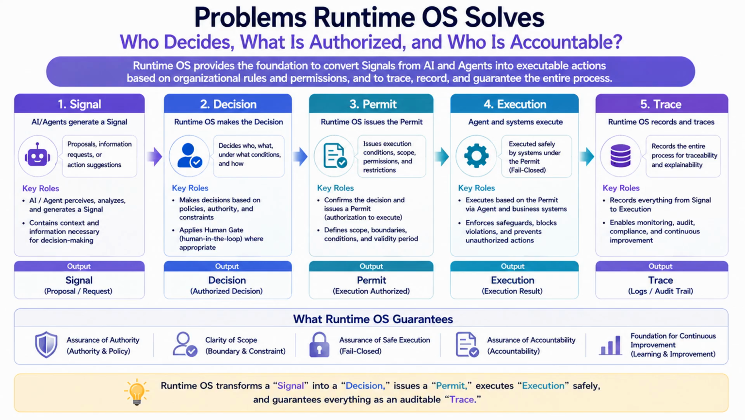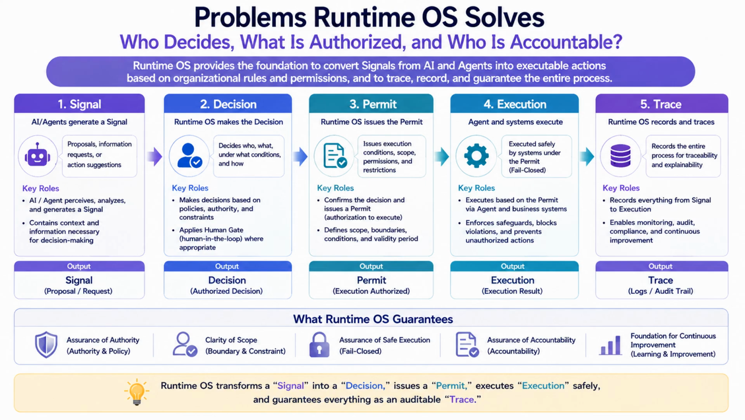So, what exactly does Runtime OS do? At its core is a sequence of stages: signal, decision, permit, execution, and trace. First, an AI or agent proposes an action, but at this stage, it is not yet a decision. No matter how confident the agent may be, its output is initially treated as a signal, a proposal or input for decision making. Next, Runtime OS evaluates that signal against organizational policy, authority, and boundaries.